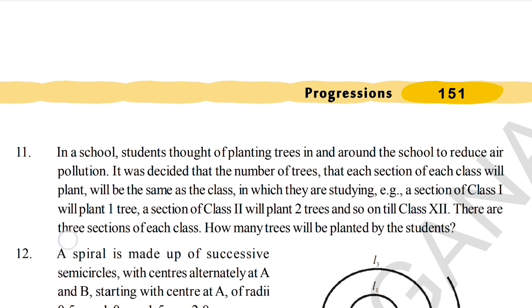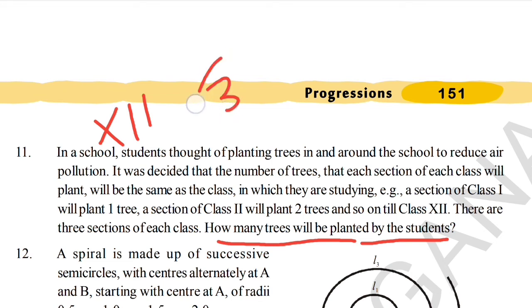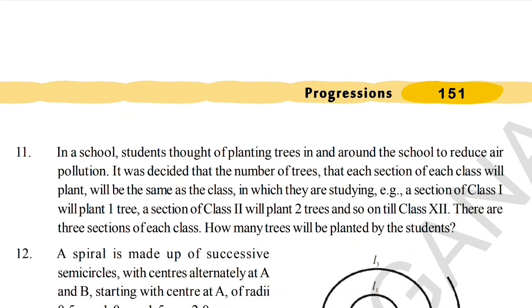So there are 3 sections of each class. How many trees will be planted by the students? So in a school, a total of 12 classes are there. Each class has 3 sections, and each section is going to plant a number of trees equal to the class they are studying in. And finally we have to find out how many trees will be planted by the students.